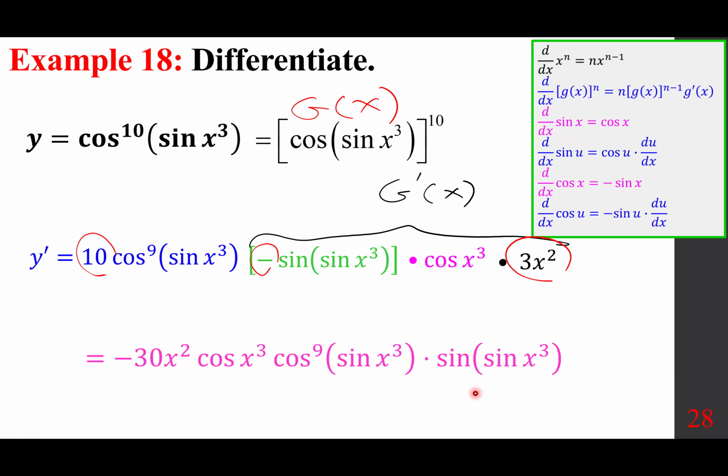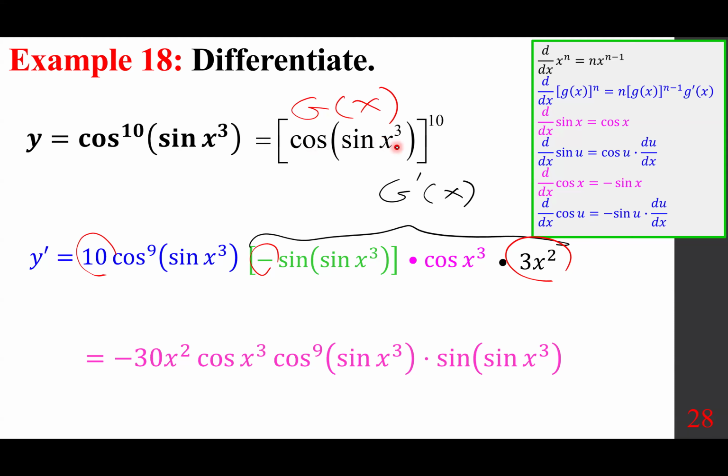I'm going to recap this one more time to make sure everybody's comfortable with that. First, you want to write it in this fashion because you need to recognize some function is being raised to the power of n, which is 10. And therefore, you are going to go with the extended power rule. So first you put the 10, then you raise this one to the power of 9. So this is 10. This one to the power of 9 means cosine to the power of 9 of sine x cubed.